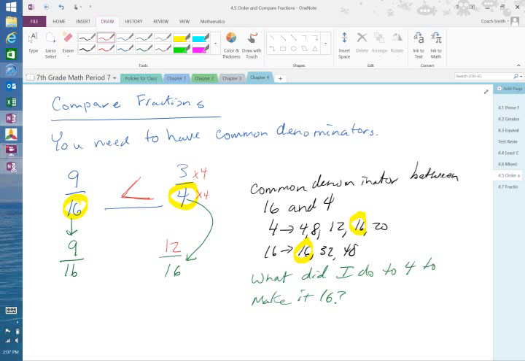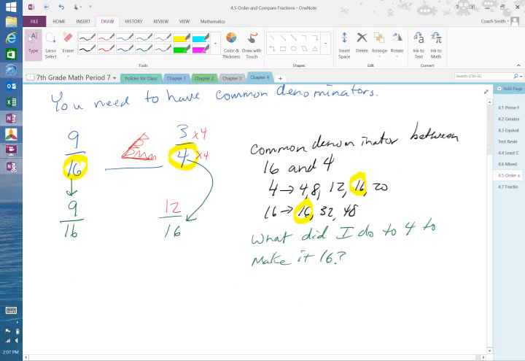That is the less than sign because it points to the left. That is the less than. That is the correct sign because we want our little mouth to open up to the bigger number. 3/4 is bigger, so the alligator wants to eat 3/4, not 9/16. Okay?